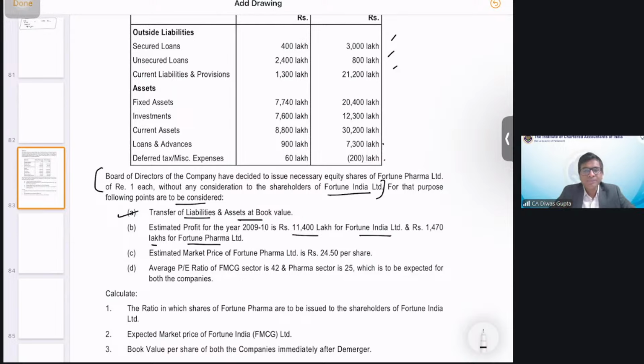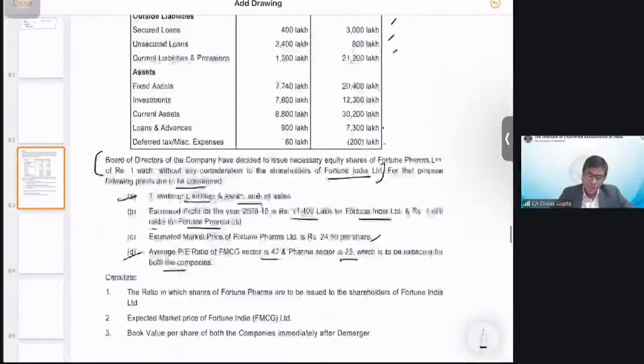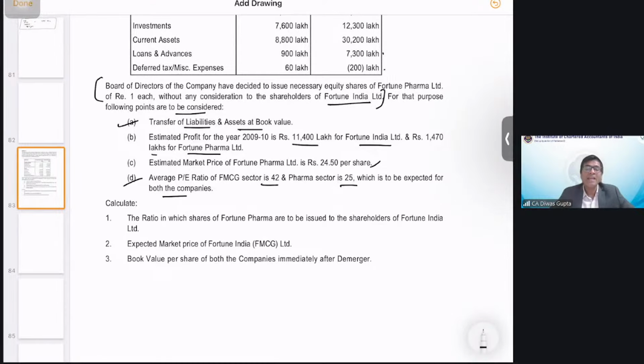Okay, so for both the companies, they have given that if Fortune India Limited continues after demerger, it will earn this much, and Fortune Pharma will earn 1470. Estimated market price of Fortune Pharma Limited is 24.5 rupees per share. Okay, this is the new company. Average P/E ratio of FMCG sector is 42 and pharma sector is 25, which is expected to be for both the companies. Now, after demerger, Fortune India Limited will be carrying the business of only FMCG. Hence, the P/E ratio of only FMCG will apply.